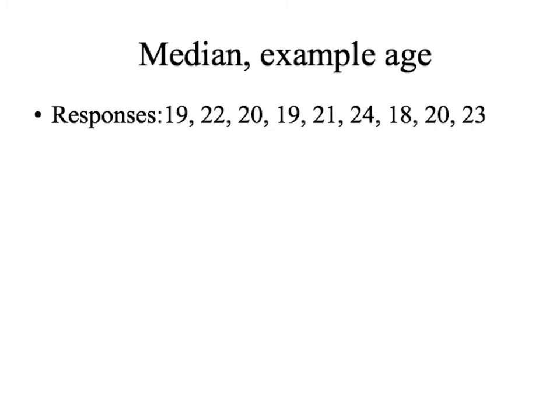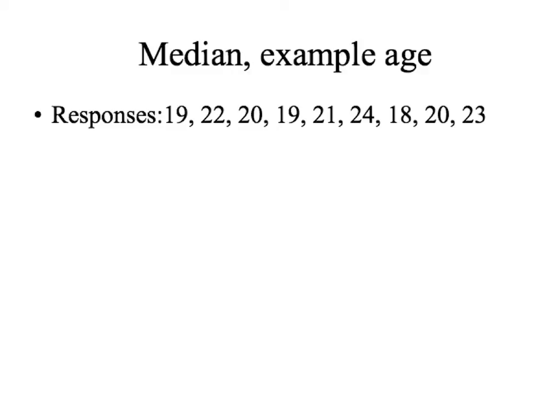Our second measure of central tendency is the median. The median gives us the midpoint, the point at which half of the respondents are below and half are above. So you're looking for that middle response. When you have data like this, respondents' age, the first thing you need to do is line them up in order from lowest to highest, from least to most, so that you can find the center point.